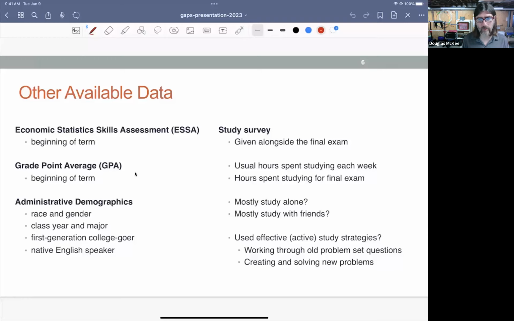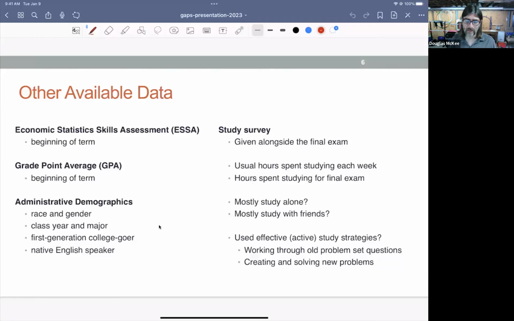Okay, for administrative data, we have demographics: race, gender, class year, major. We have parental education, so we can calculate whether or not this is a student who's the first in their family to go to college, and we have whether they're a native English speaker.